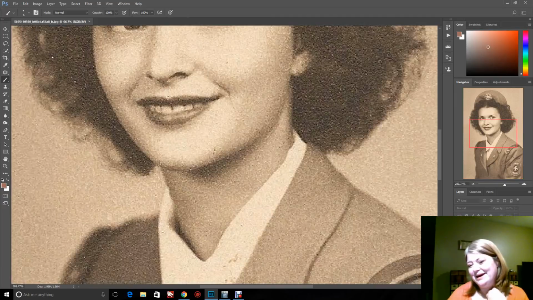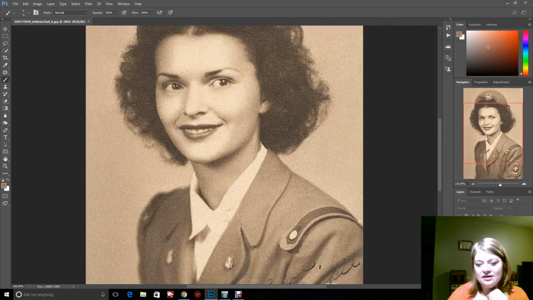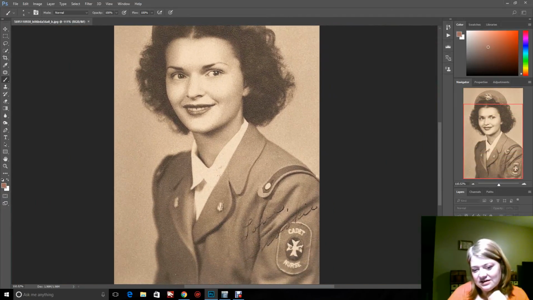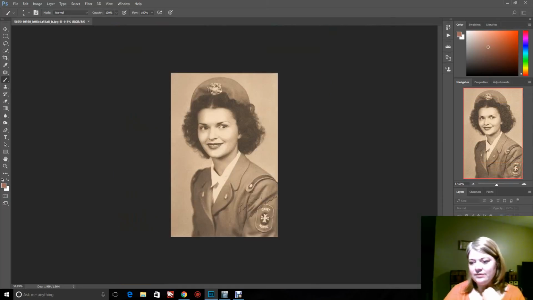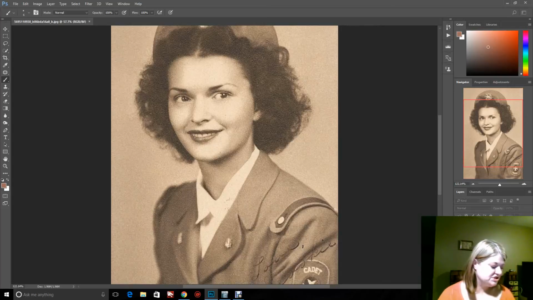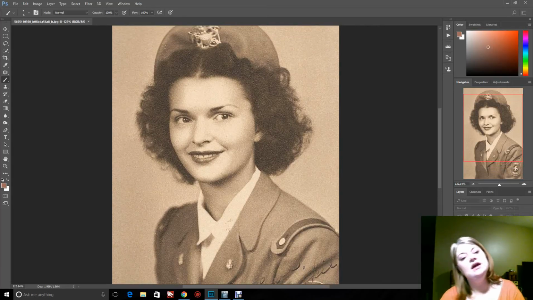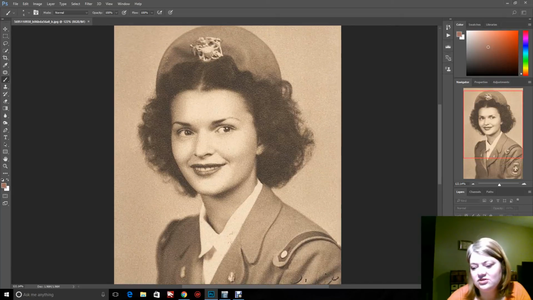All right, here we have a woman in uniform. And it looks like she is a cadet nurse. So the things that we would look at on a military uniform, let's just discuss that right quick. All right, let me see. The first thing we're going to look at, and I'm just going to create a new layer here so I can kind of point this out a little better.